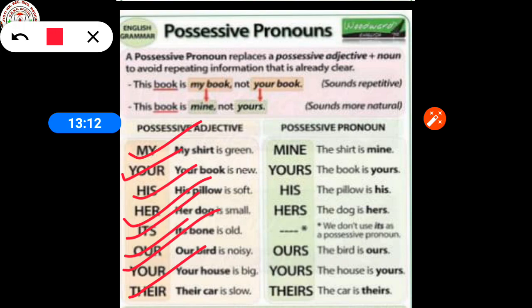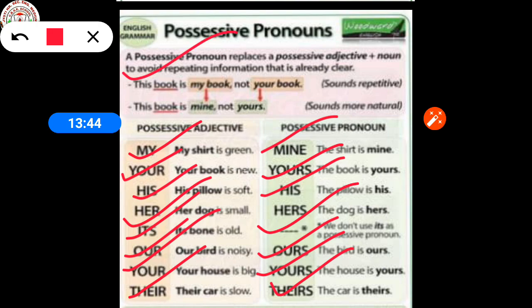But now, related to possessive pronouns: The shirt is mine. The book is yours. The pillow is his. The dog is hers. But we don't use "its" as a possessive pronoun. The bird is ours. The house is yours. The car is theirs. So a possessive pronoun replaces a possessive adjective plus noun to avoid repeating information that is already clear. These examples all relate to possessive pronouns.